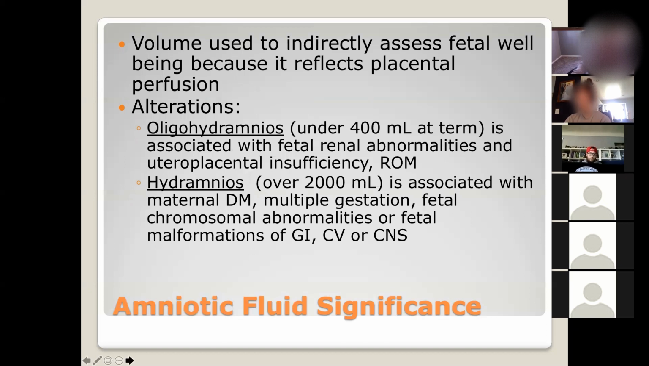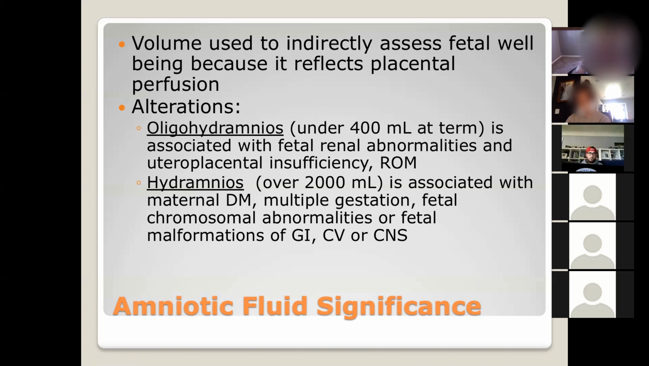So there's two variations. If it's not normal, then the fluid could be either too little or too much, okay? We look at oligohydramnios, which means not enough, less fluid than normal. Usually at term, under 400 milliliters would be considered oligo. And we have measurements throughout the pregnancy that we can use to see if there's not enough fluid. But this is associated with fetal renal abnormalities. Again, remember it's a process where baby needs to pee it out. If baby's kidneys are not functioning well, that could alter the fluid.